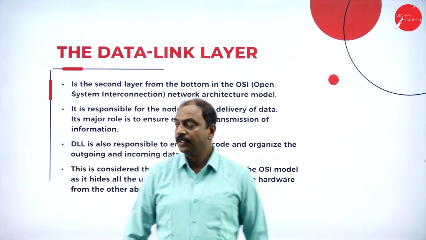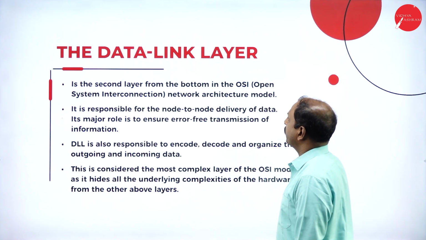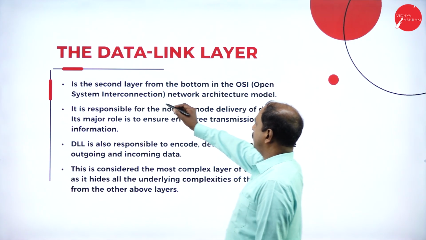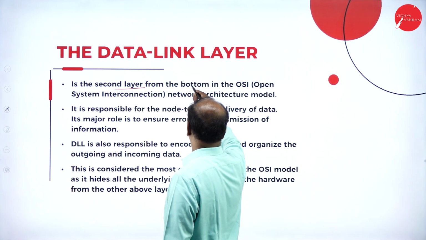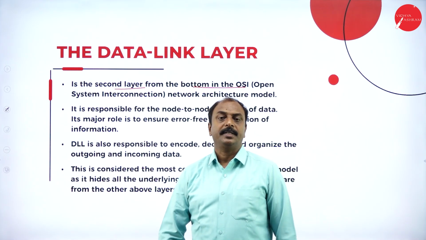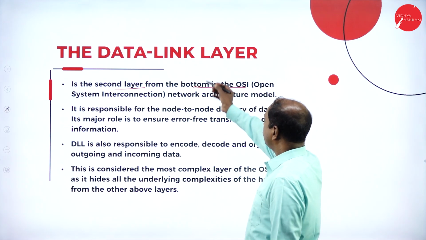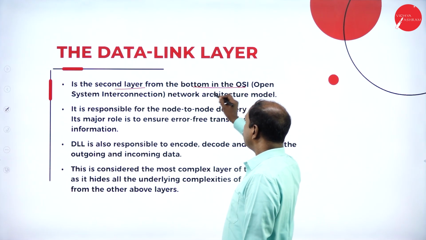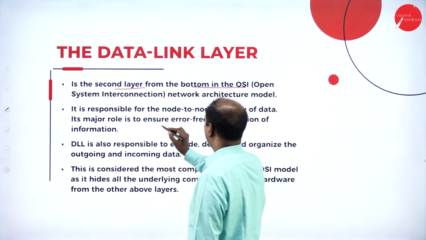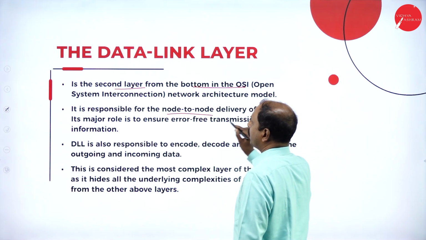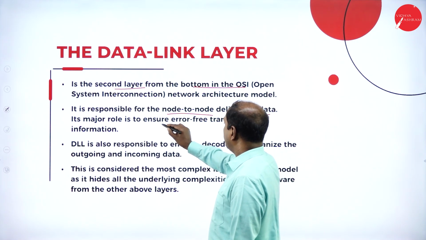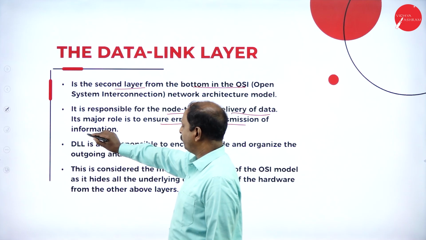So, let us start with the data link layer. What is the data link layer? You know what the OSI reference model is. It is a 7-layer model, and the data link layer is the second layer from the bottom. Now, what are its responsibilities? It is responsible for node-to-node delivery of data. That's one point. The next one is to ensure error-free transmission of the information.